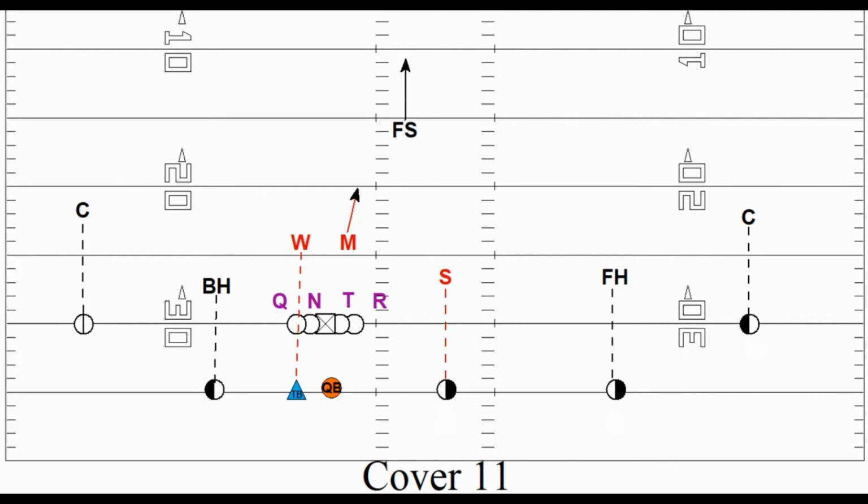To the boundary, it's the exact same. You're doing the exact same thing, but you're just changing your count. The corner has the boundary number 1. The boundary halfback has the boundary number 2.